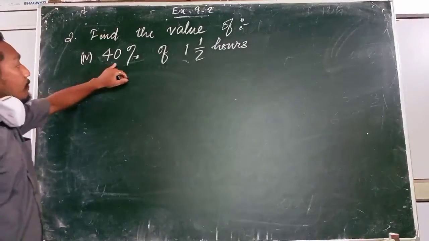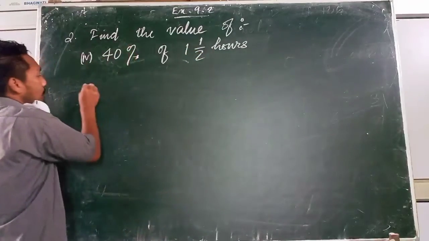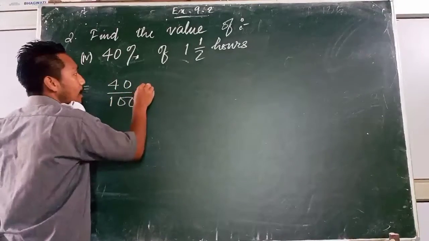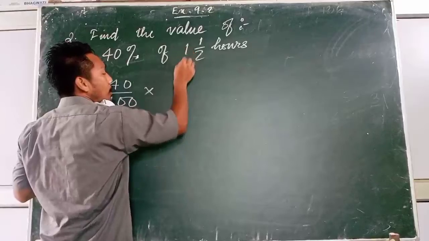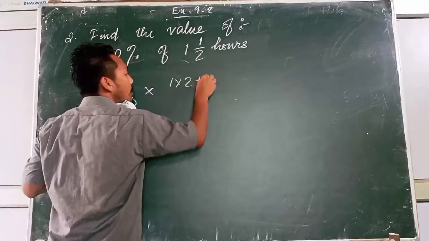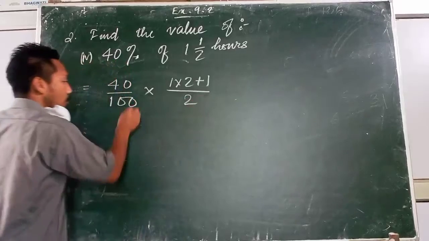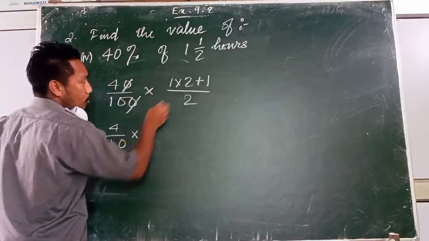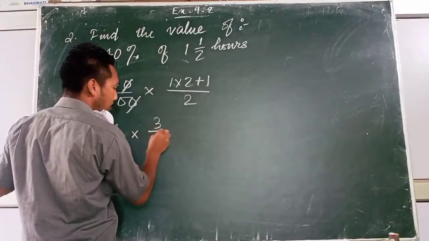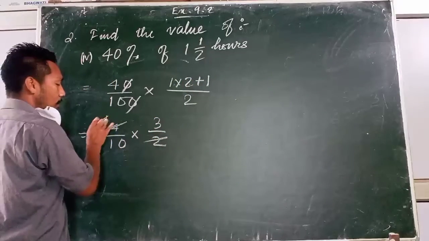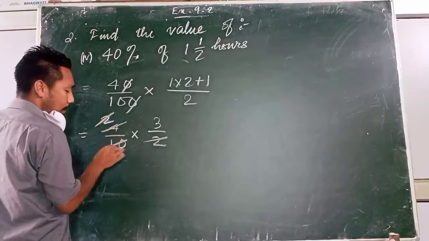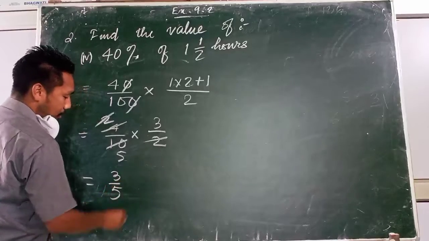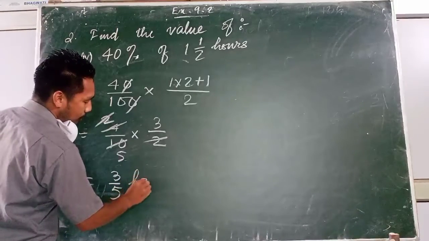Our next question is 40% of 1 and 1/2 hours. Same thing: 40% will be converted into 40 by 100, into "of" 1 and 1/2, which is 2 plus 1 divided by 2, that is 3 by 2. The zeros cancel. So 4 by 10 into 3 by 2. 2 twos are 4, 2 fives are 10. So your answer is 3 by 5 hours.